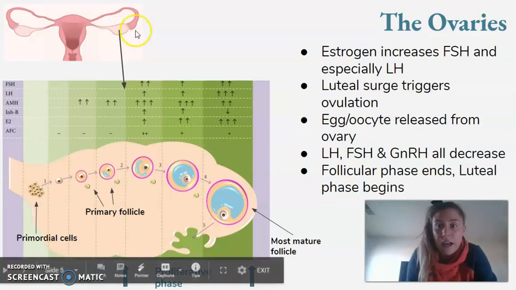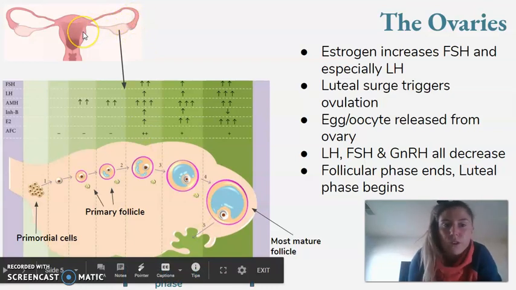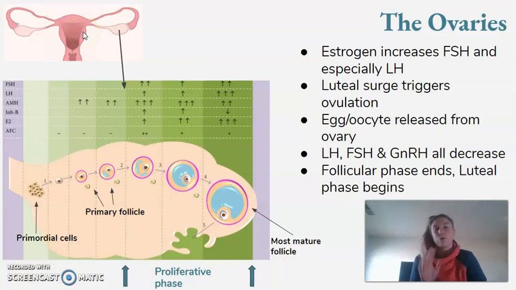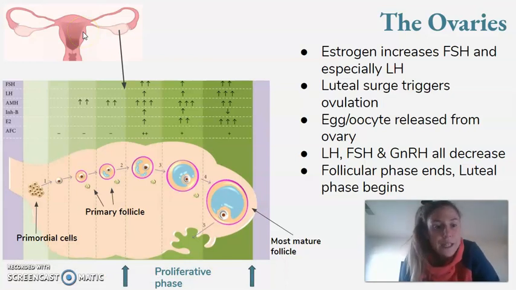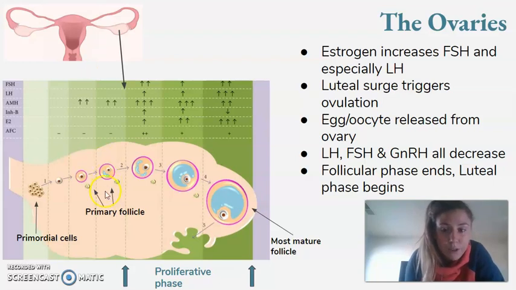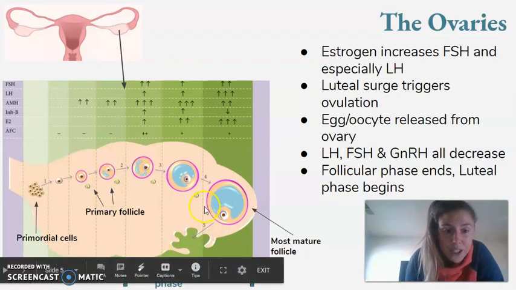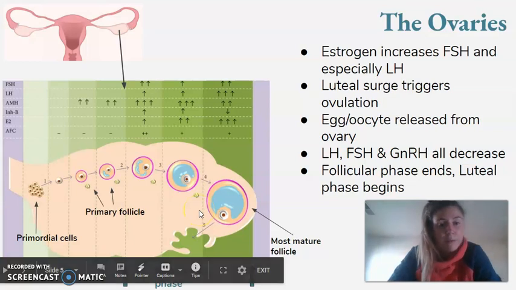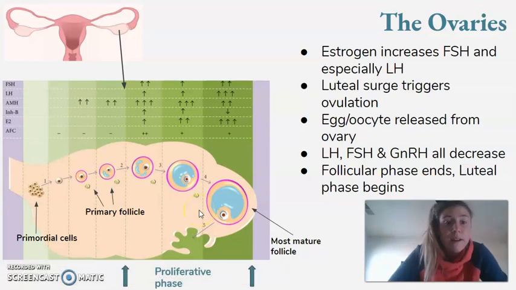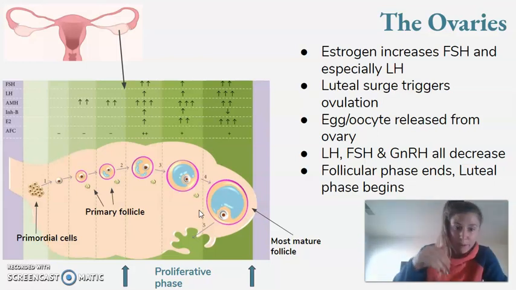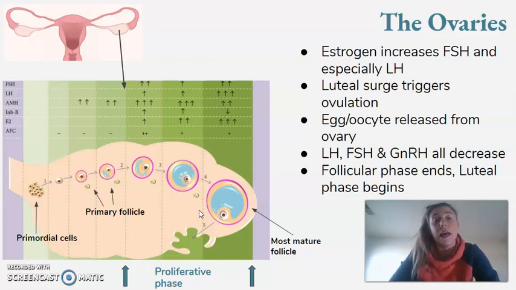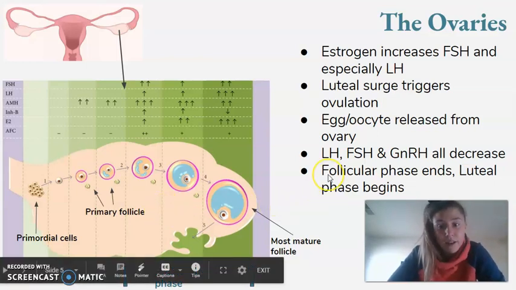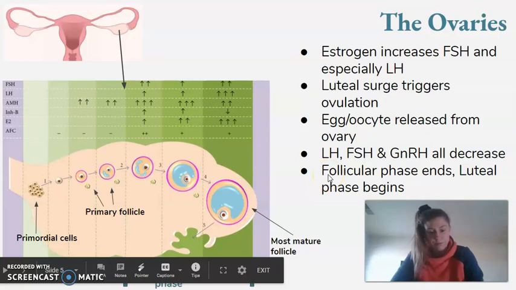So the egg will then travel down the fallopian tube to become fertilized by a sperm, or later be secreted by the next period, but that's a whole other video. So anyway, as soon as the oocyte is released from the ovary right here, the LH concentration will drop back down, and the FSH will drop back down as well. And then the gonadotropin releasing hormone that has been slowly increasing throughout this whole cycle will start to drop back down. And this is the end of the follicular phase and the beginning of the luteal phase.